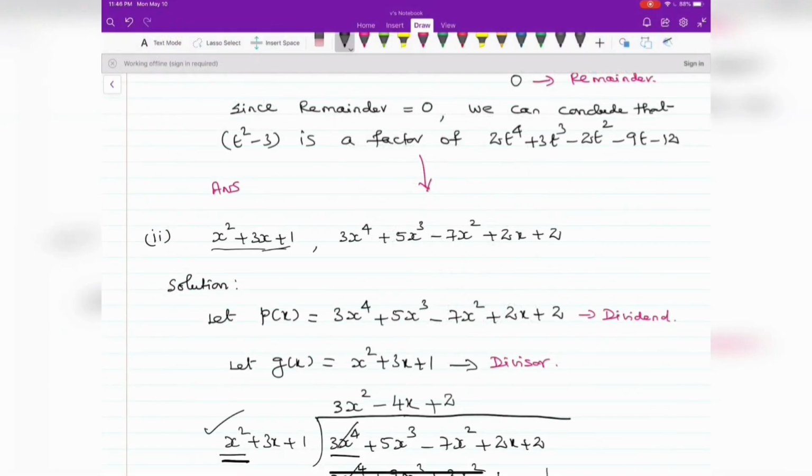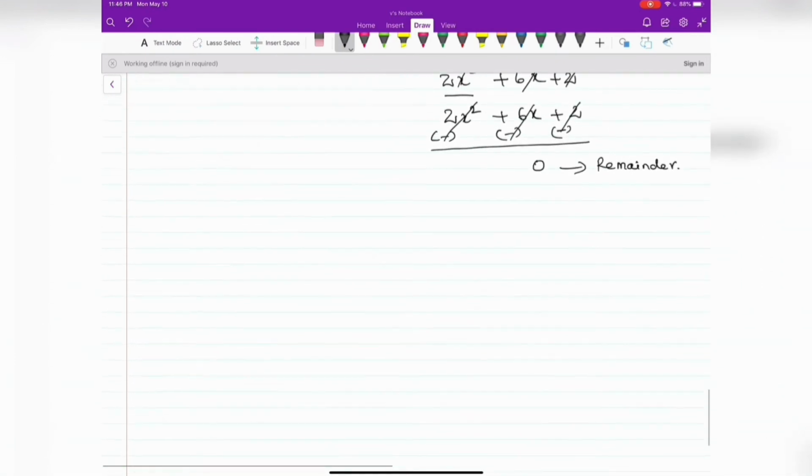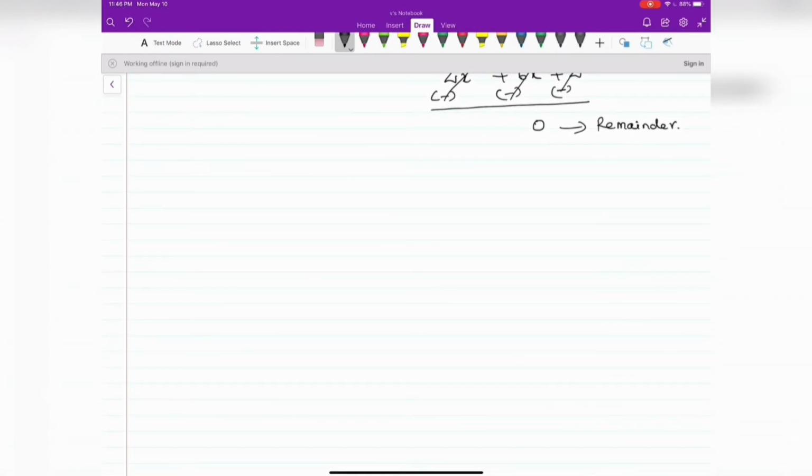So easily you can conclude x square plus 3x plus 1 is the factor of 3x power 4 plus 5x cube minus 7x square plus 2x plus 2. Okay, so let me write over here. You have to write it in statement form.